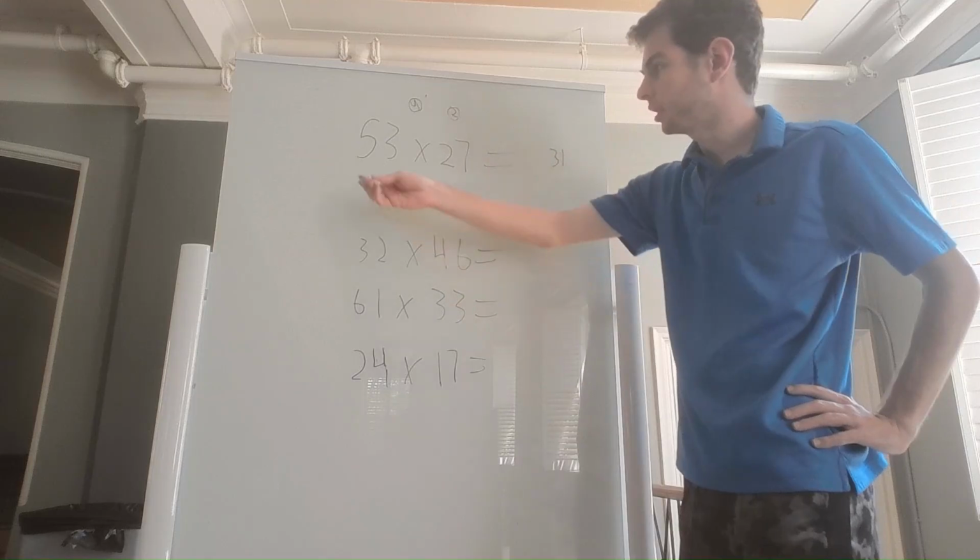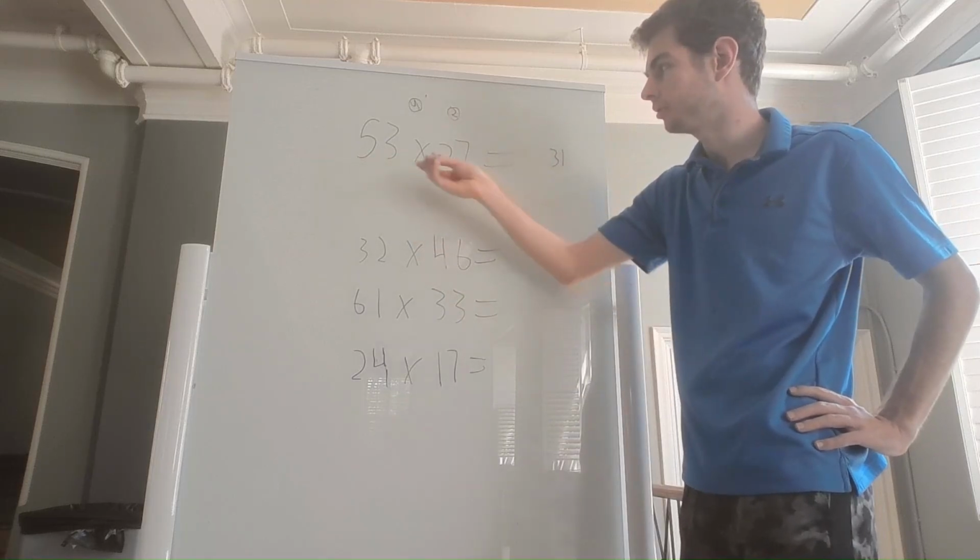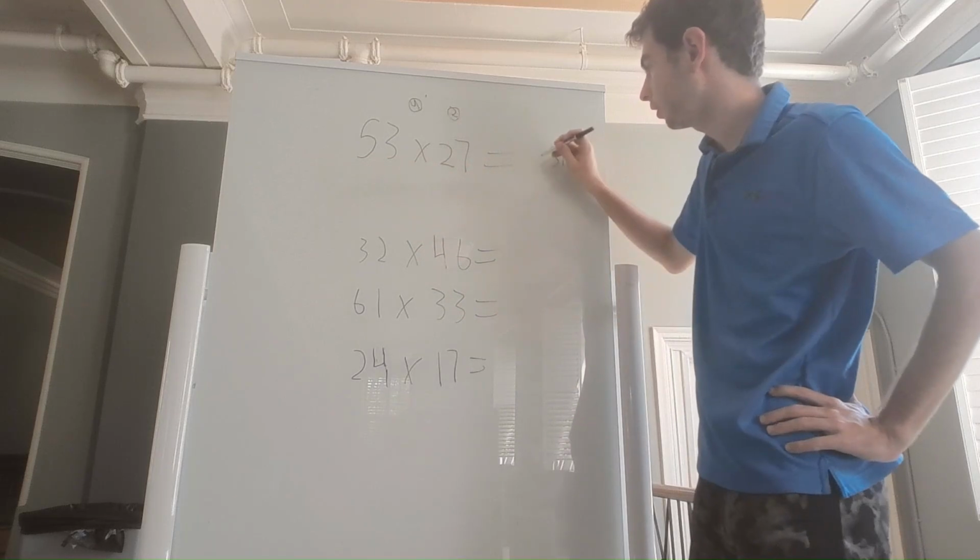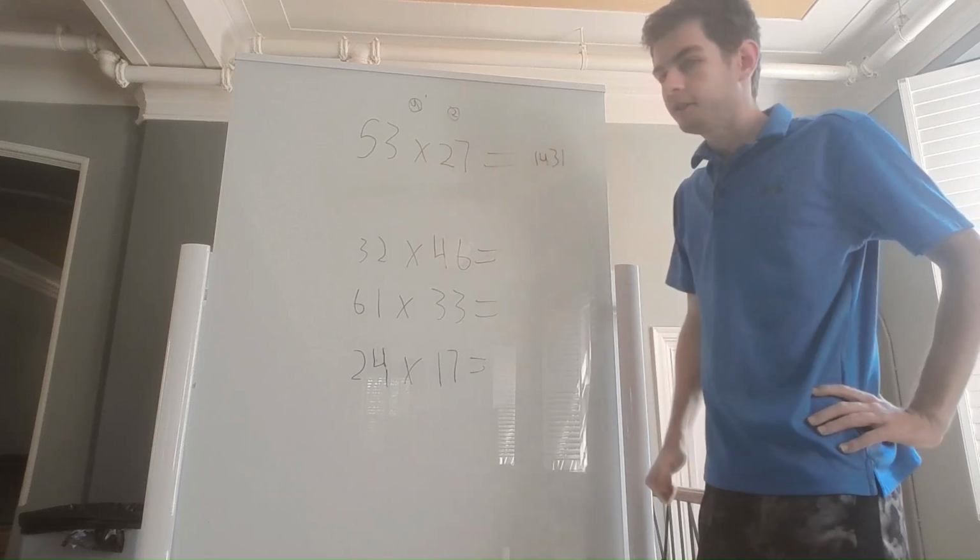So now you multiply the tens digits by each other. So 2 times 5 plus 4 is equal to 14. So that's how you solve it.